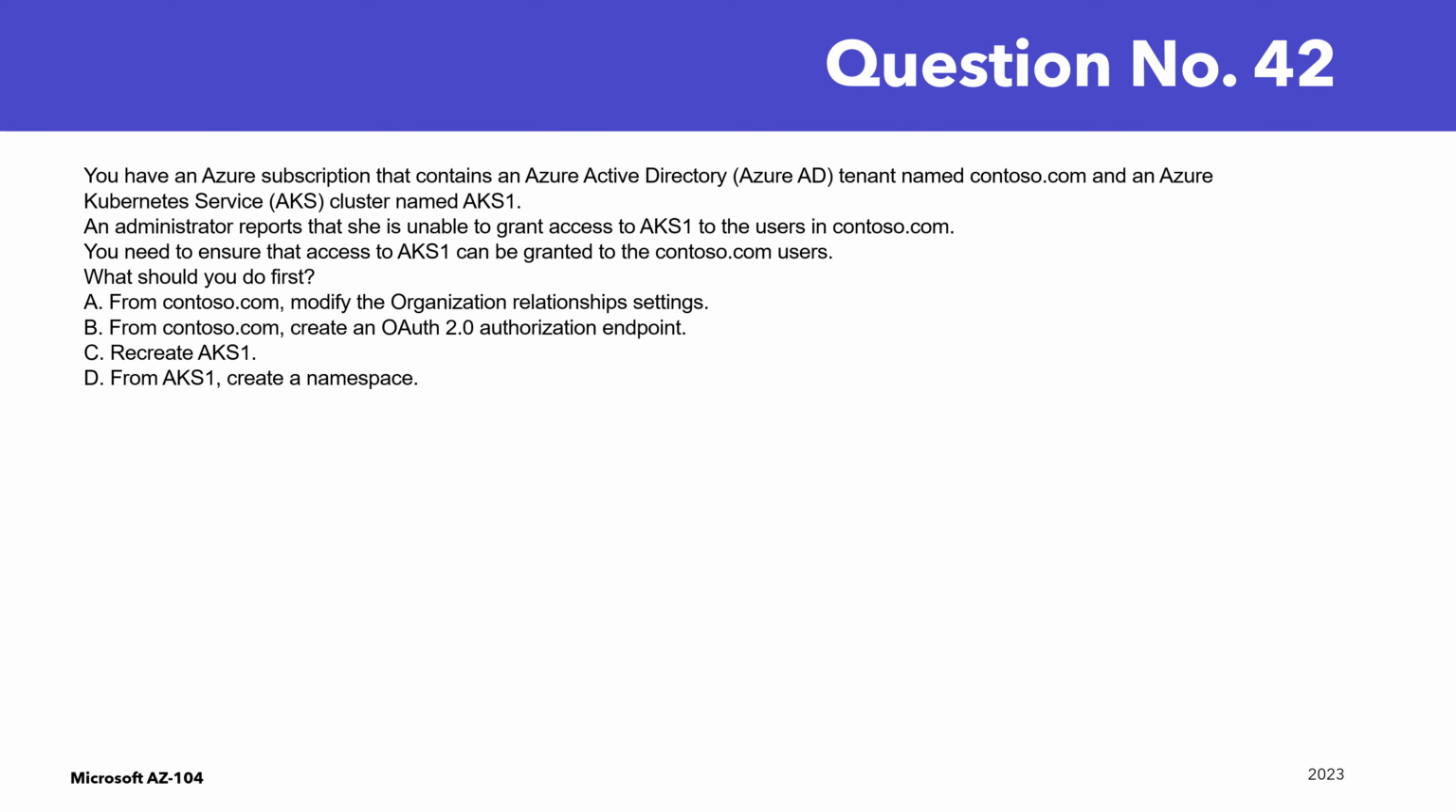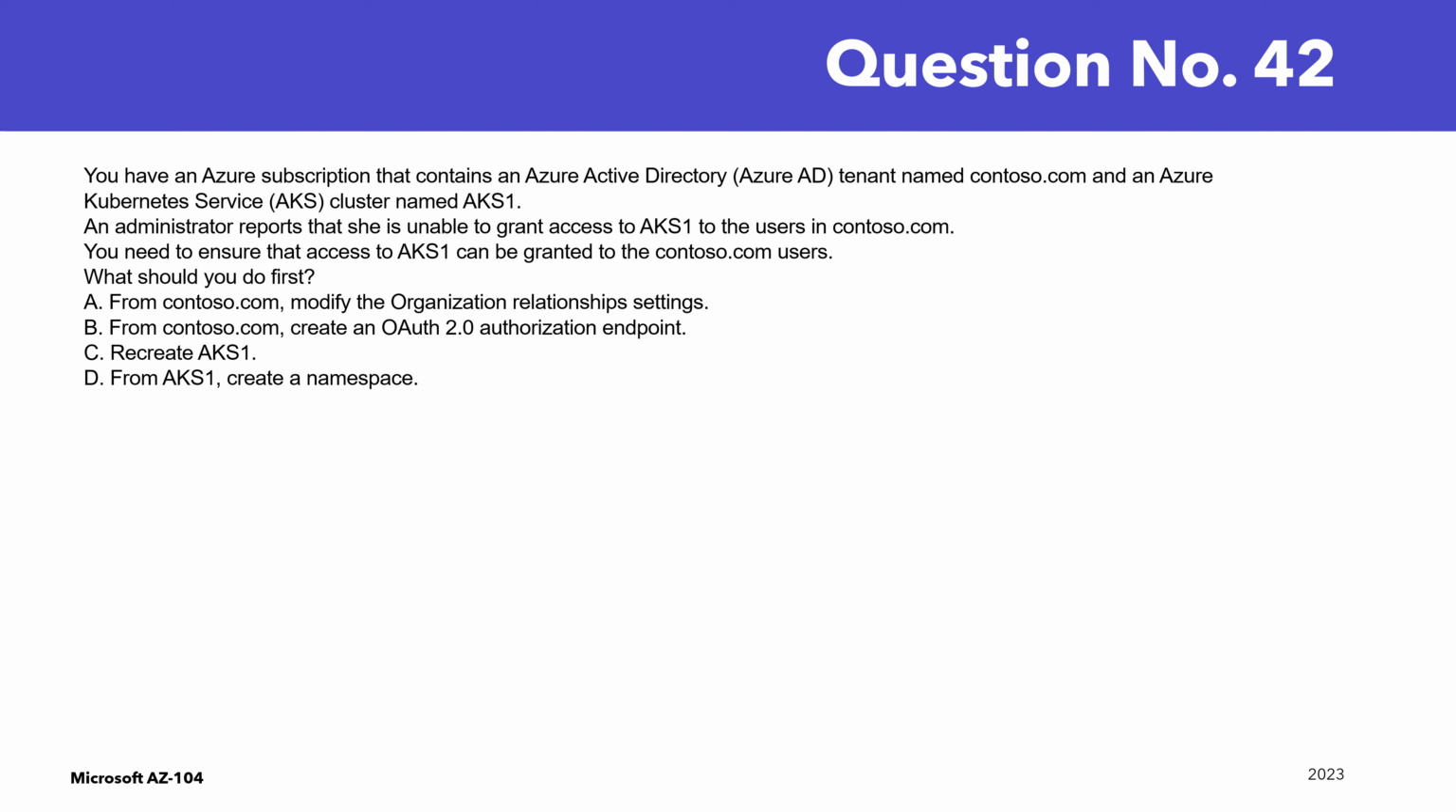You have an Azure subscription that contains an Azure Active Directory (Azure AD) tenant named Contoso.com and an Azure Kubernetes Service (AKS) cluster named AKS1. An administrator reports that she is unable to grant access to AKS1 to the users in Contoso.com. You need to ensure that access to AKS1 can be granted to the Contoso.com users. What should you do first?